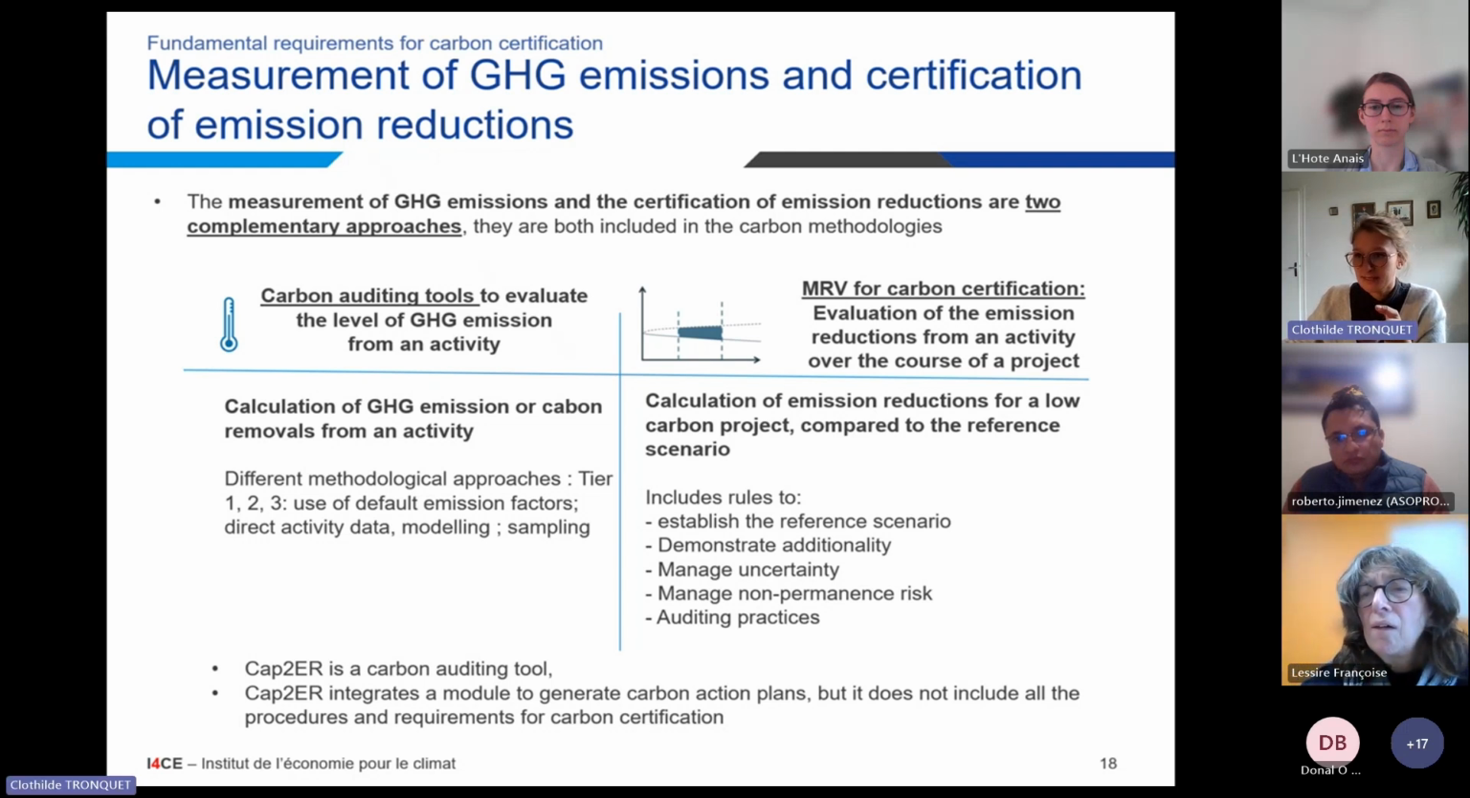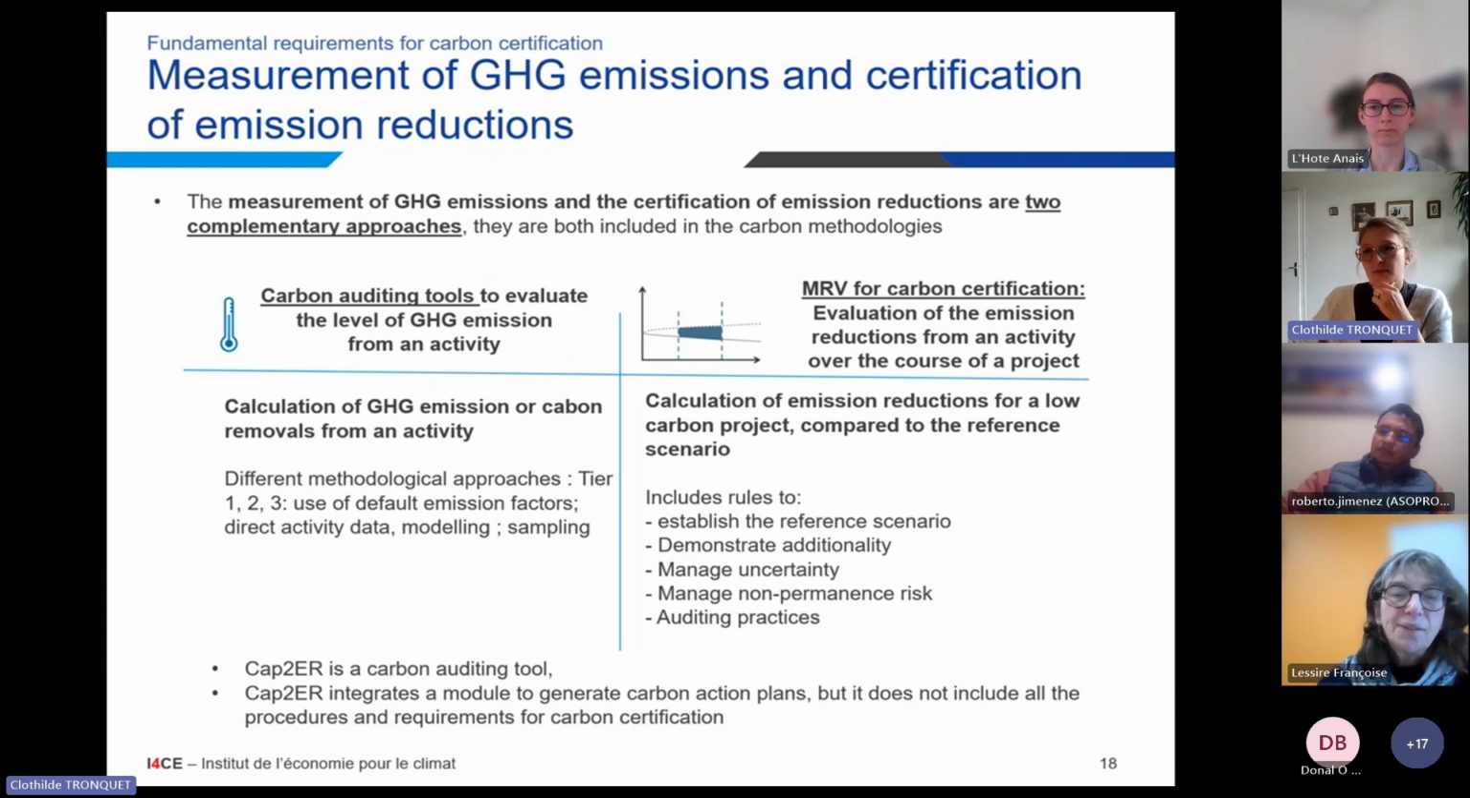Just for one of the tools that you are familiar with, CAP2ER, it is actually nearly on both sides. It's mostly a carbon auditing tool, but it also integrates a module to generate carbon action plans. It does not include the whole procedures and requirements for carbon certification.